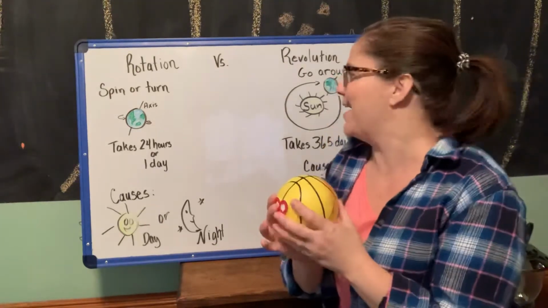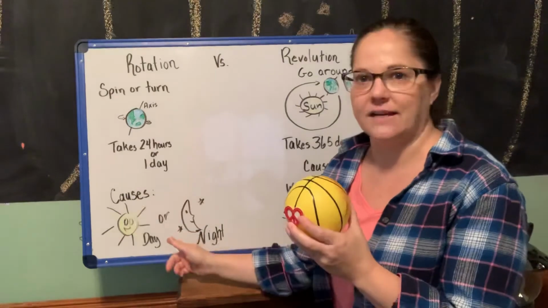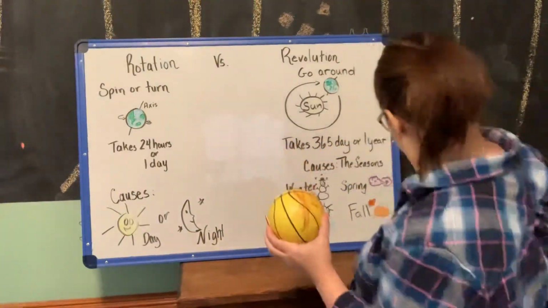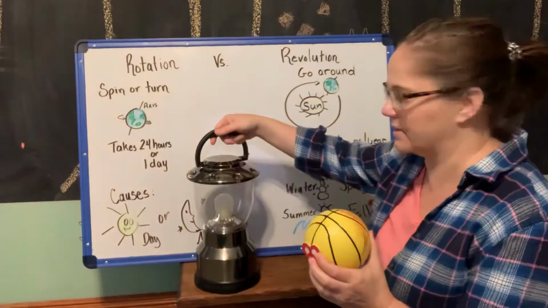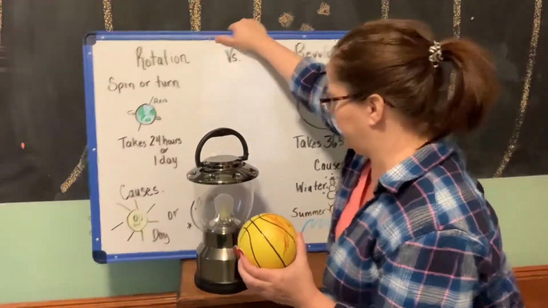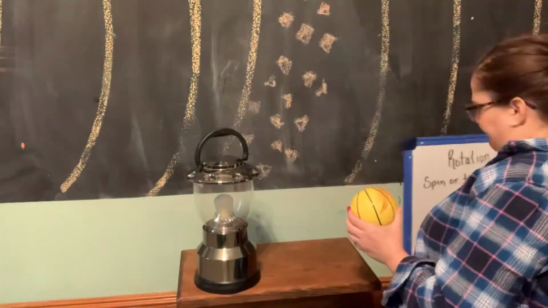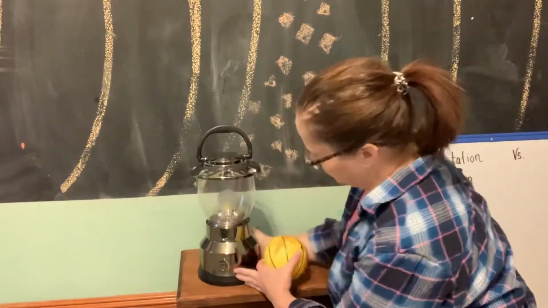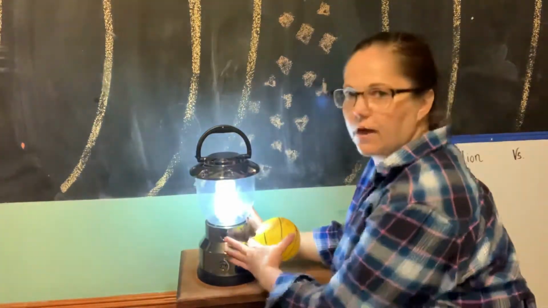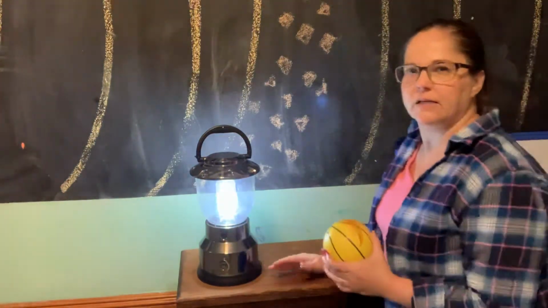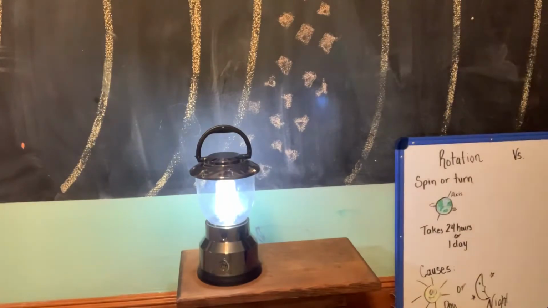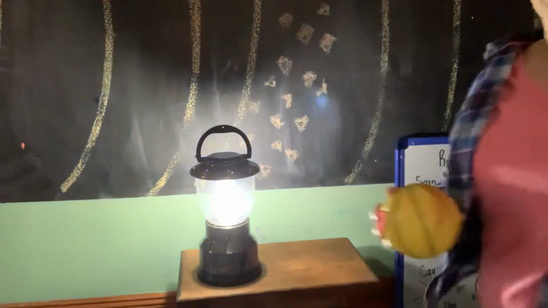So it causes day and night. I want to show you what that's going to look like. I have a lantern, and we're going to make believe that this is the sun. Let me take this down. And we'll turn on the lantern. Okay, so there's our lantern. I'm going to turn off the lights too and see if that helps. All right, so here's our lantern.